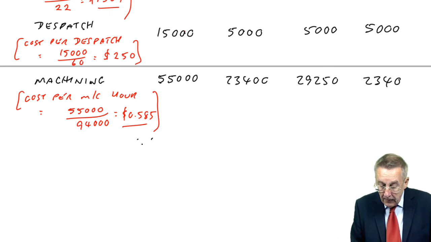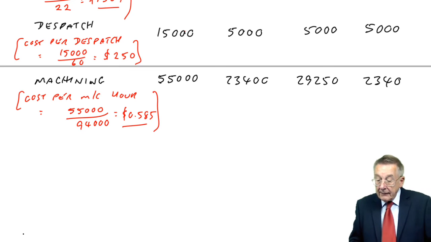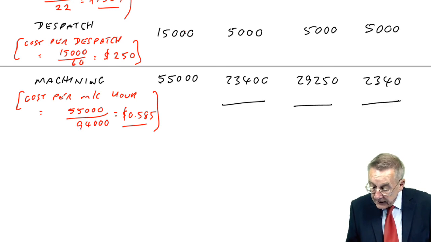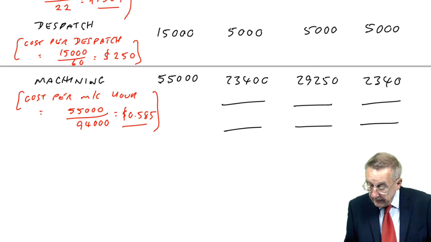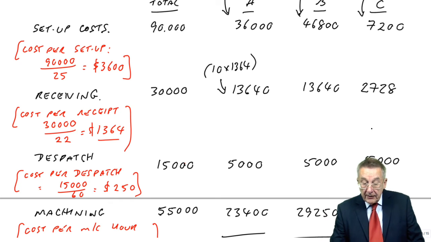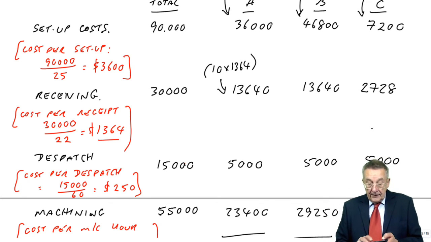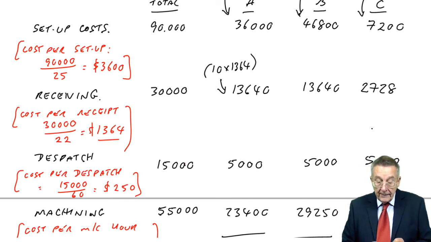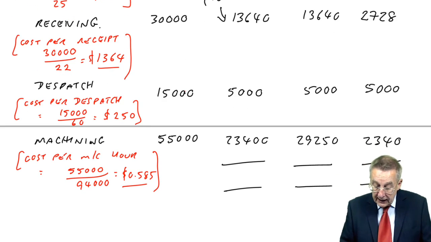It's getting messy. But as a result, we can add up and get the total overheads that go for each product. So you better check my addition here, but for A, 36,000, 13,640, 5,000, 23,400. I think it comes to a total of 78,040.